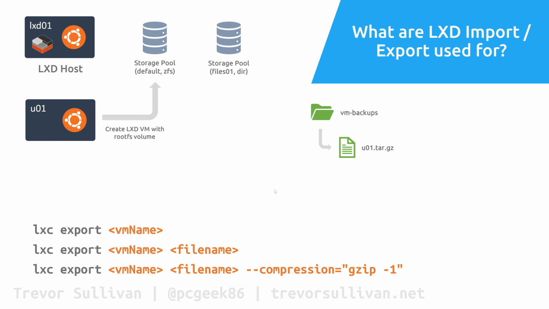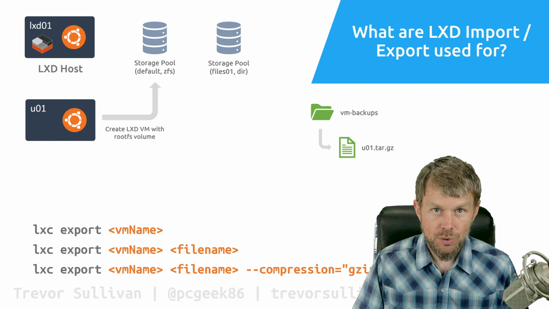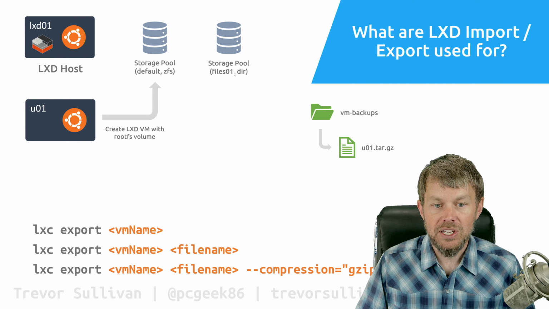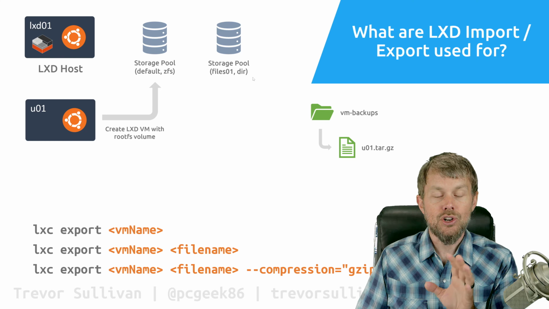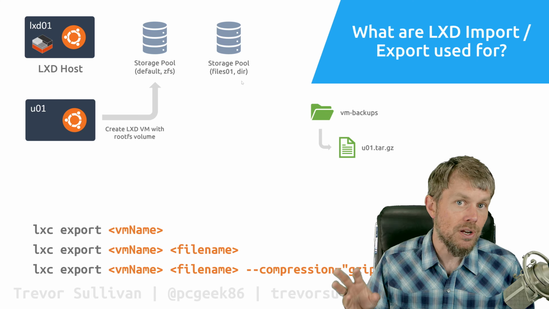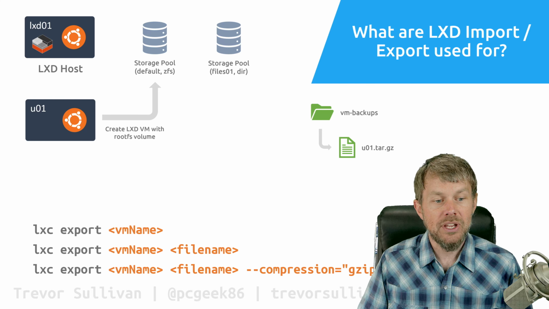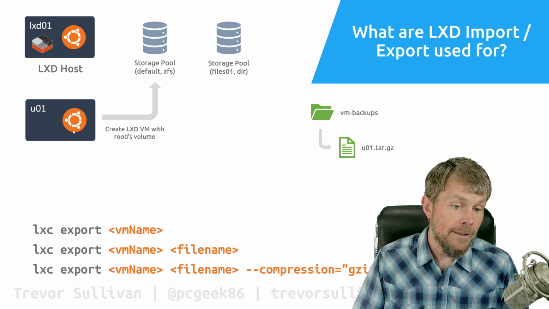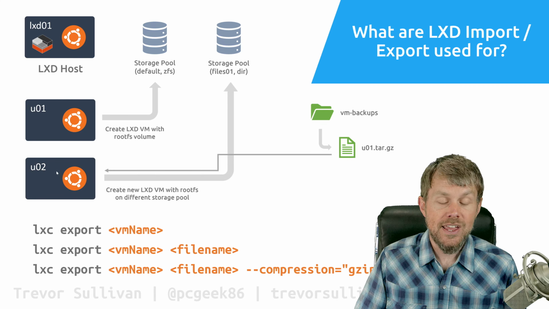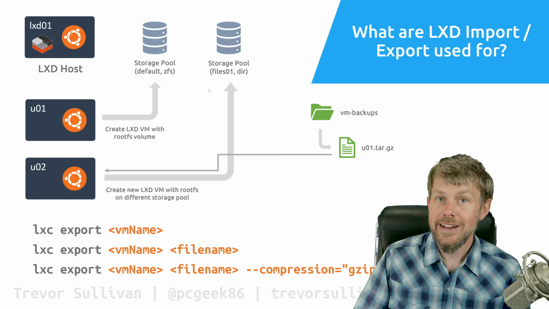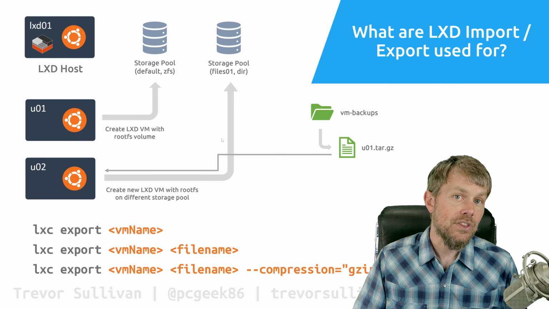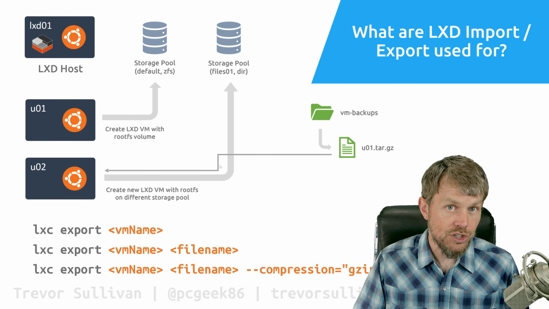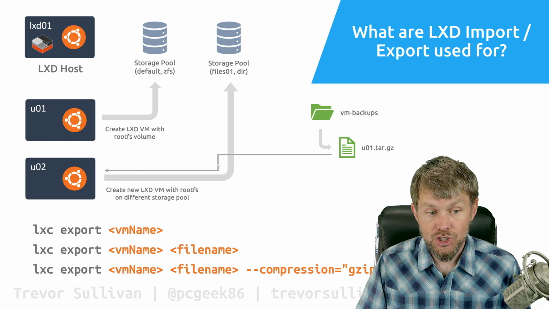So back in our video about storage pools, we talked about the different storage pool drivers that are available. But in this case, I'm just going to cover the directory storage pool driver. So we could create a new storage pool, maybe on a separate physical disk. And then we could take the backup of this U01 virtual machine and restore it to a new virtual machine that's running on a different storage pool. The way that we can do that is by using the import command to specify which storage pool we want to import the virtual machine to.